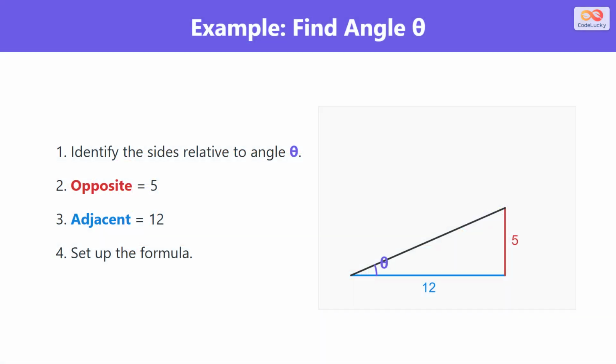Let's look at a concrete example. Here we have a right triangle. We need to find the angle theta. We can see the side opposite to the angle is 5, and the side adjacent to the angle is 12.